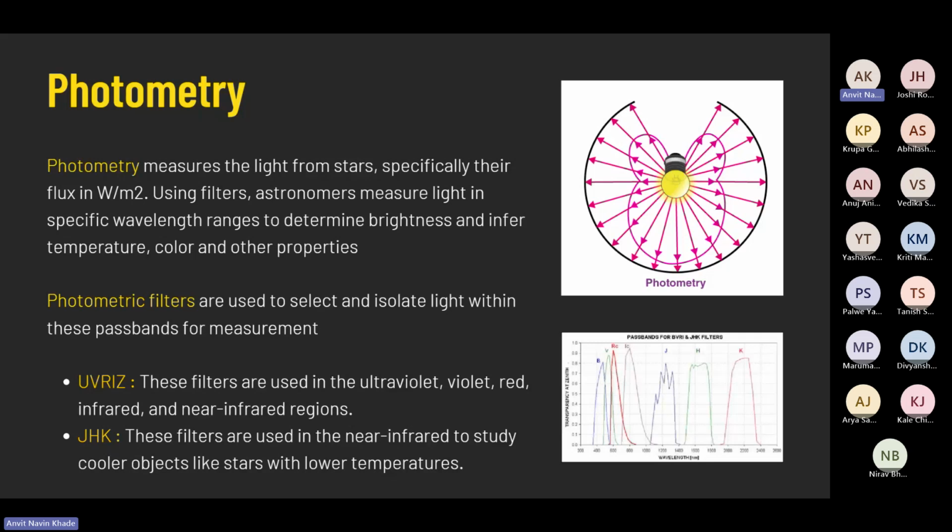other cosmic phenomena. To obtain precise measurements, astronomers use photometric filters that isolate a specific wavelength range of light. These filters allow the study of objects in different parts of the electromagnetic spectrum. Common filter sets include UBVRI for ultraviolet to near infrared and JHK for studying cooler objects in the near infrared region. Here's a nice image showing the passbands of UBVRI and JHK filters.